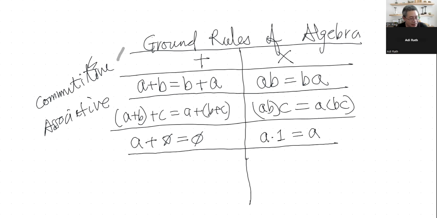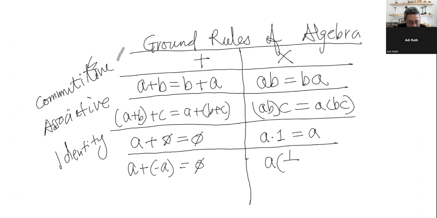Yeah, this is called the identity rule. That means when you add 0, it does not change the value. When you multiply by 1, it does not change the value. Now we're going to this one: A plus negative A equals 0, or A times 1 over A, which is the reciprocal, equals 1.